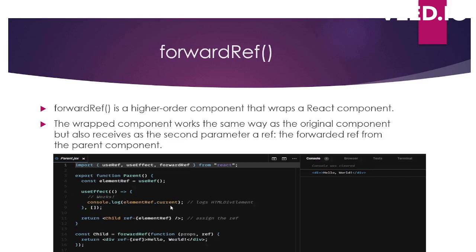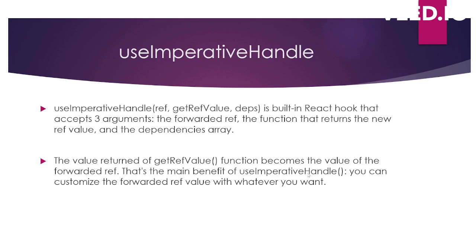So basically, forwardRef is the solution to the problem. When a parent class tries to send the ref to the child component, you have to use forwardRef in React to access that ref in the parent back. Okay. Now, what is useImperativeHandle and why do we use it? Let's discuss that.